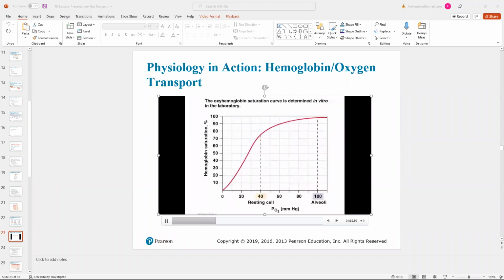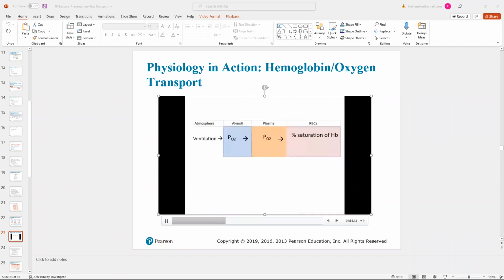From the graph, you can see that a typical alveolar PO2 of 100 millimeters of mercury means hemoglobin is nearly 100% saturated. At the PO2 of a resting cell, about 40 millimeters of mercury, hemoglobin is about 75% saturated. Percent saturation, however, cannot tell you how much oxygen is being carried in the blood. Total oxygen transport depends not only on the PO2 and percent saturation, but also on how much hemoglobin is present.